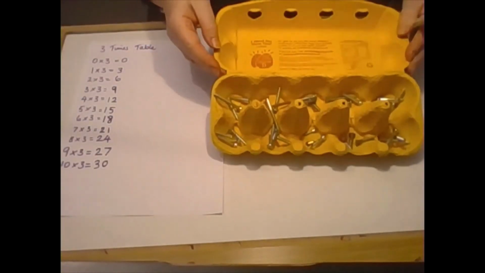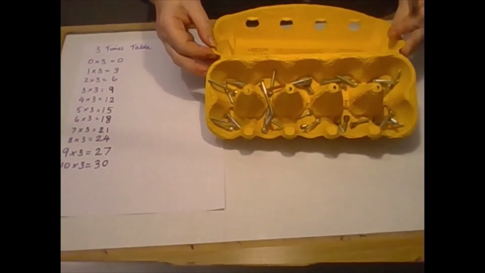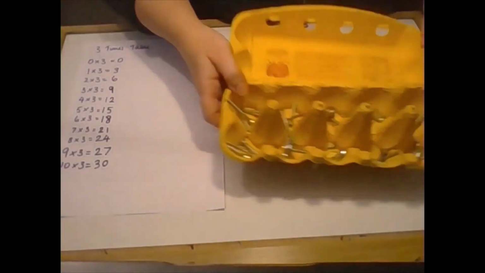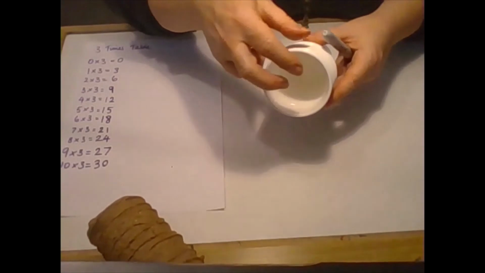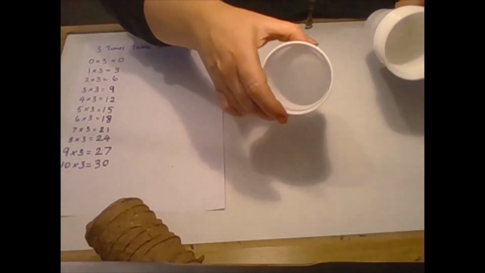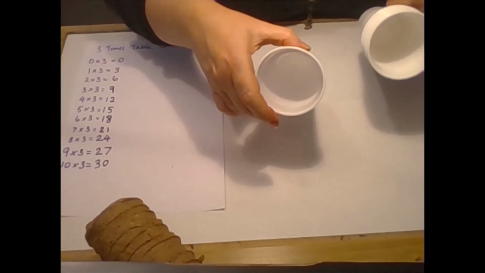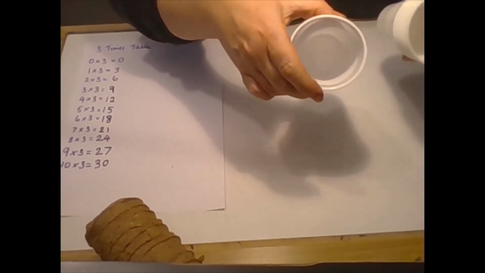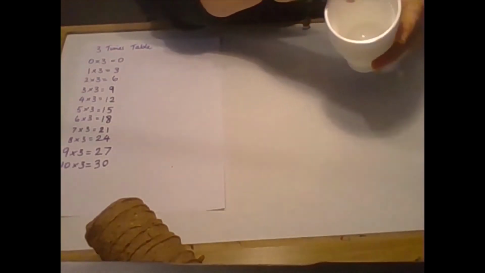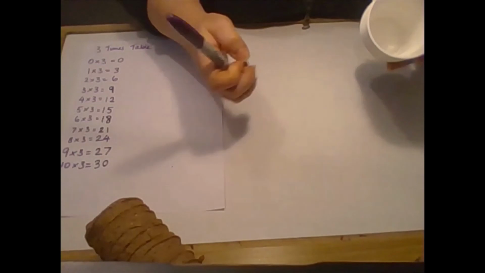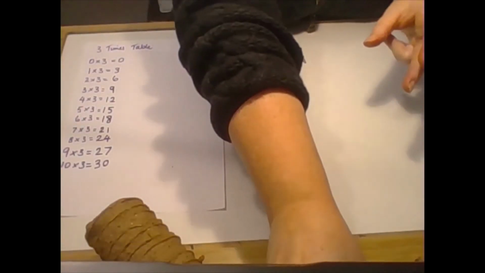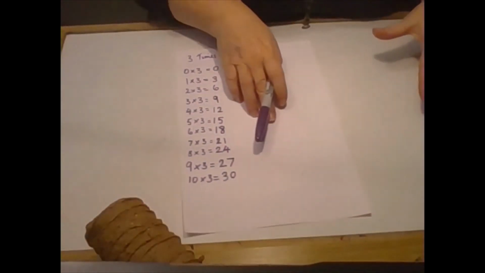Now you can do yours with screws in an egg box if you like, or as I say, you could have 10 cups and put 3 raisins in each, or 3 buttons in each, or 3 pens in each if you've got lots and lots of felt tip pens. See what you've got at home to build your own 3 times table.